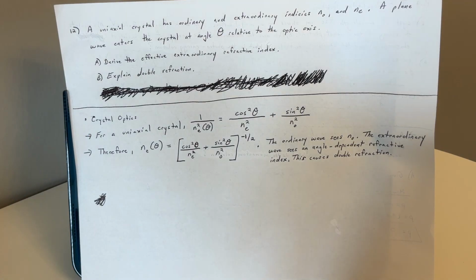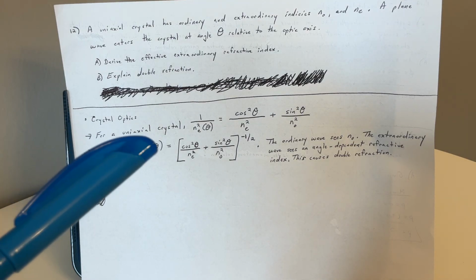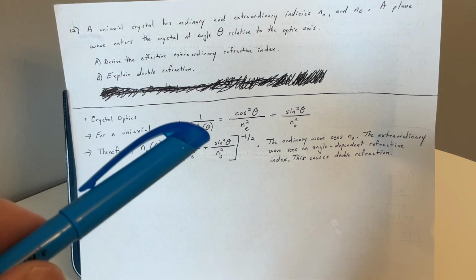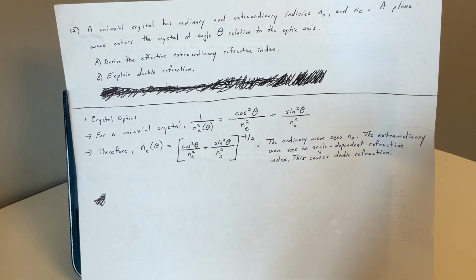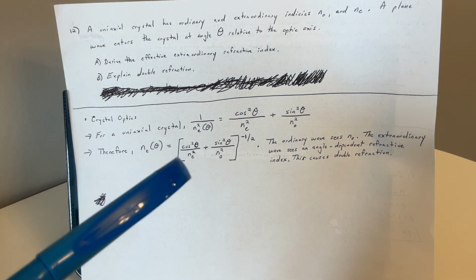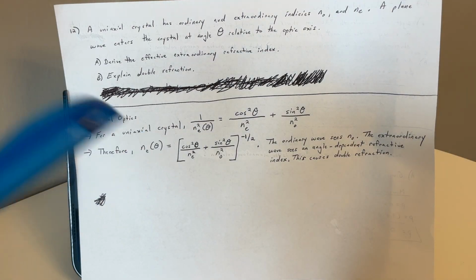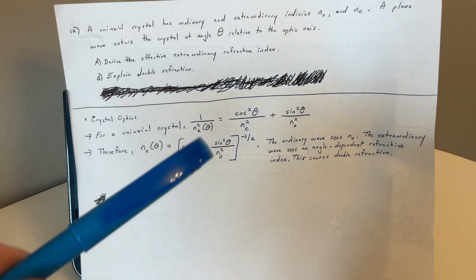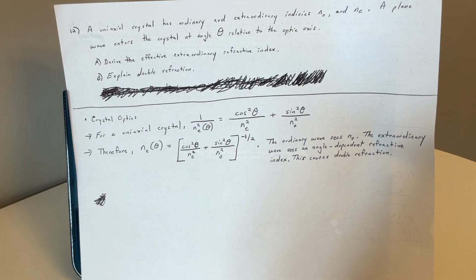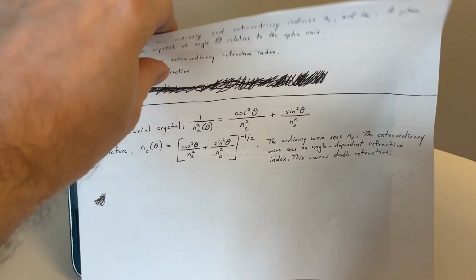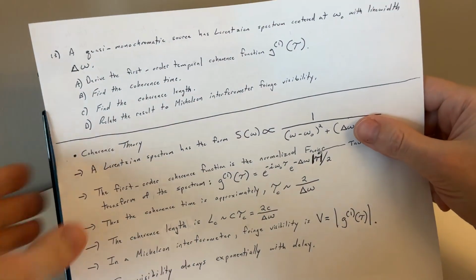Canonical, very important though. Crystal optics problem for a uniaxial crystal, 1 over n sub e squared of theta equals cosine squared theta over n sub e squared plus sine squared theta over n naught squared. And therefore n sub e of theta equals this quantity, cosine squared theta over n sub e squared plus sine squared theta over n naught squared, raised to the negative 1/2. So the ordinary wave sees n naught. The extraordinary wave sees an angle-dependent refractive index. This causes double refraction. So that's number 12. Okay, moving along to 13.